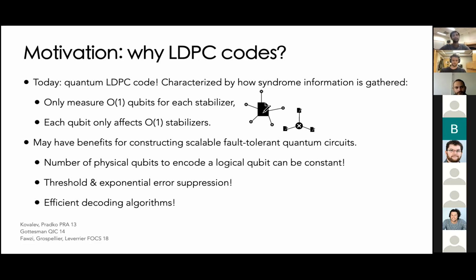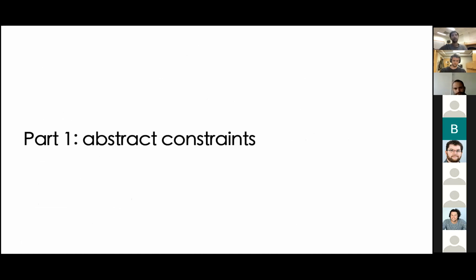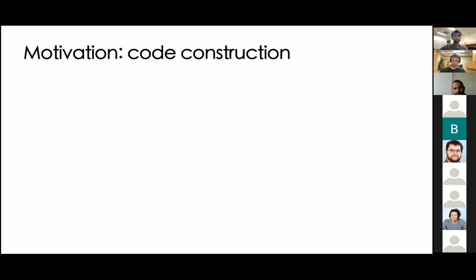And lastly, let me say that there are also efficient decoding algorithms that come with these codes. For now, we lack a complete theoretical understanding of these decoding algorithms. But in the past few years, we've seen a lot of promising work. So this talk is divided into two parts. The first part is going to concern abstract constraints for constructing LDPC codes. And the second part is going to deal with physical constraints for constructing LDPC codes.